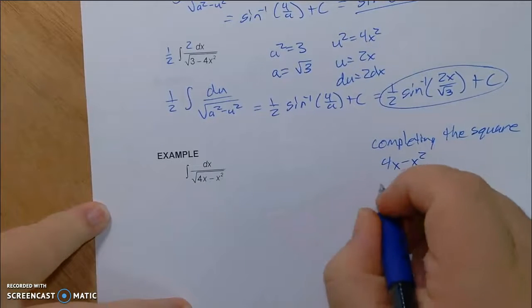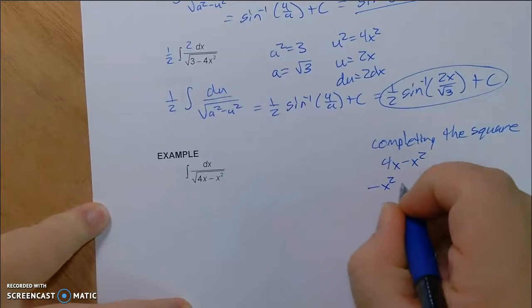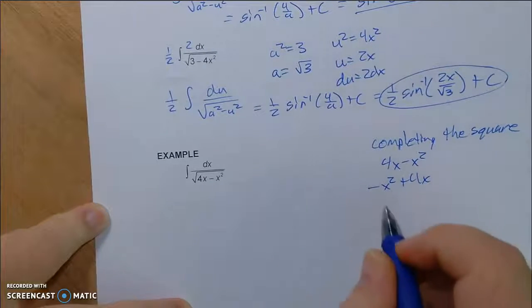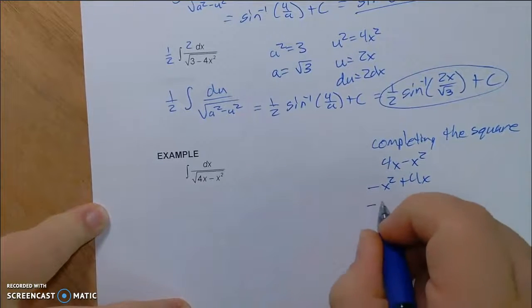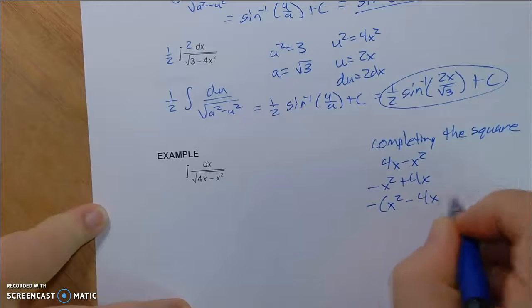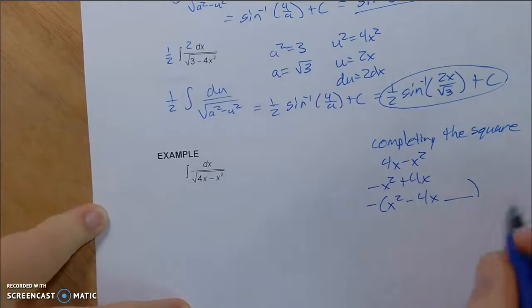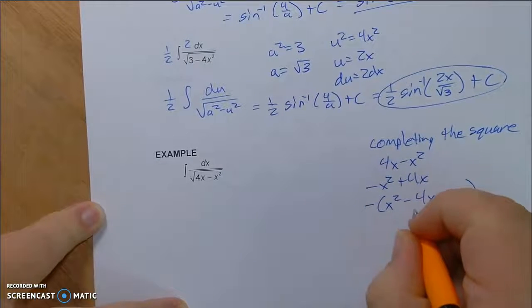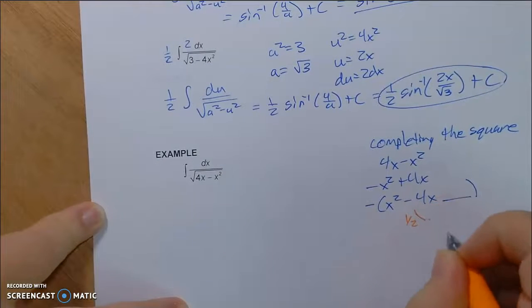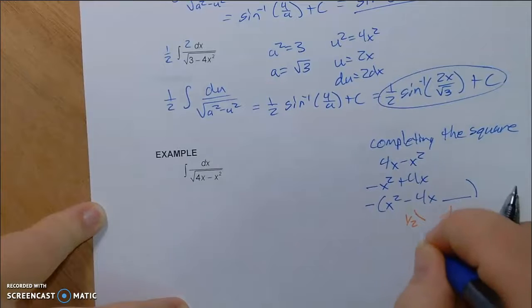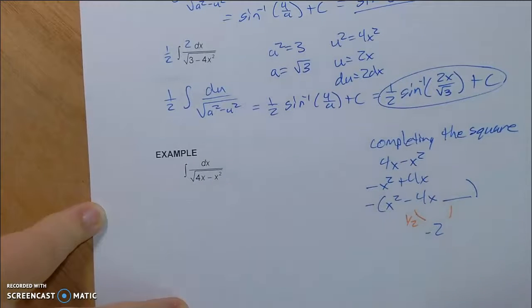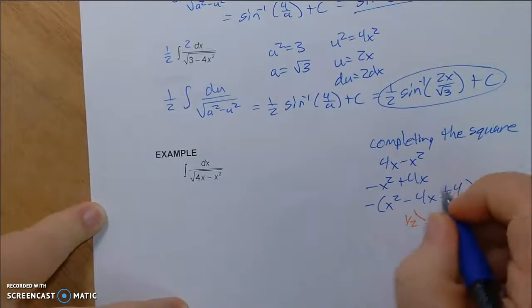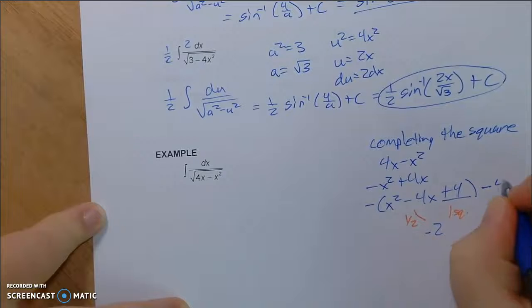So first thing we do is write things in order. Negative x squared plus 4x. We're going to factor out anything that's in front of the x squared. So negative x squared minus 4x. Leave a blank, because now we're going to complete the square. When we complete the square, we're looking for half of this middle term, which is negative 2. And then we're going to square that, and we're going to get plus 4. Now, we added 4 to the problem, so we need to subtract 4.